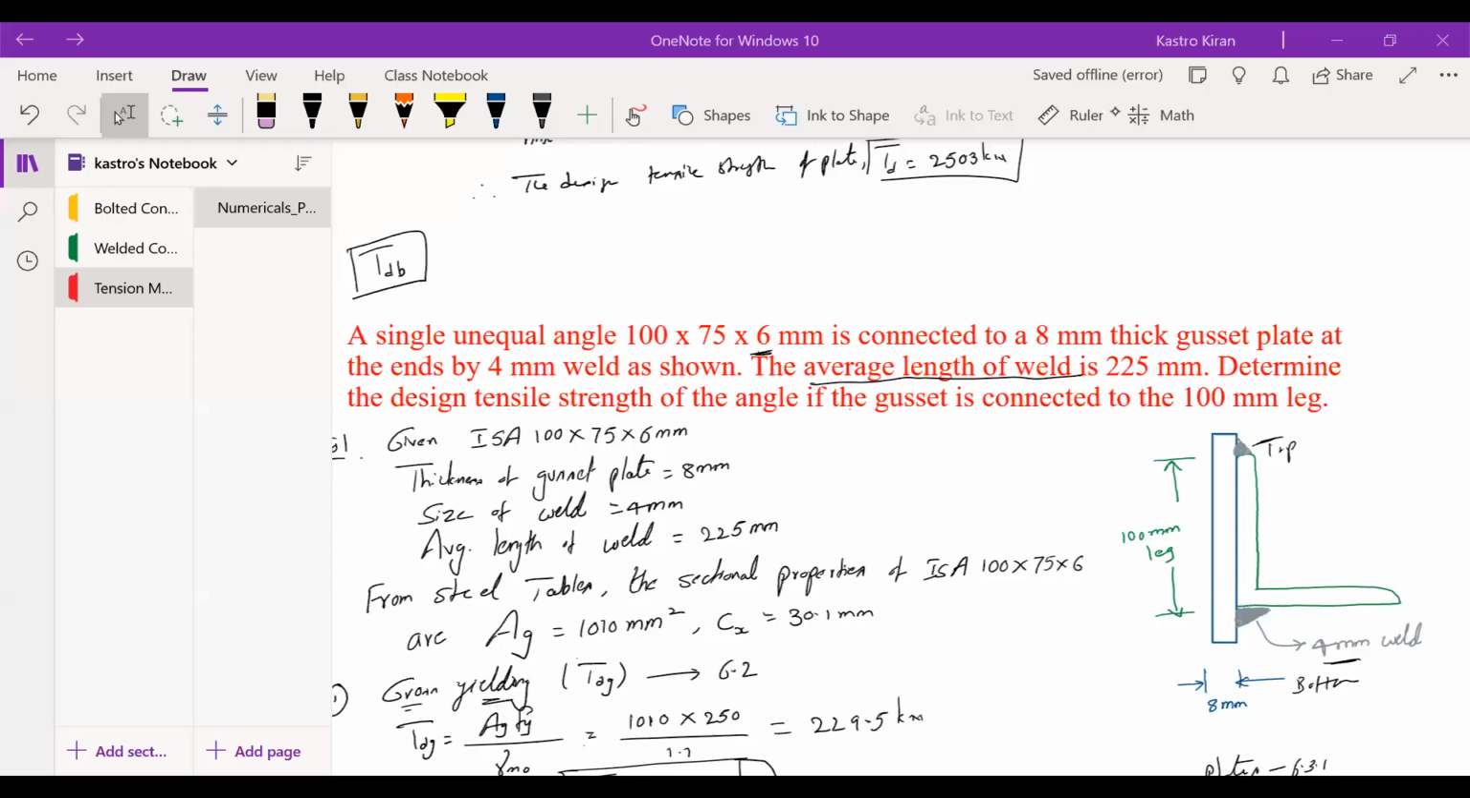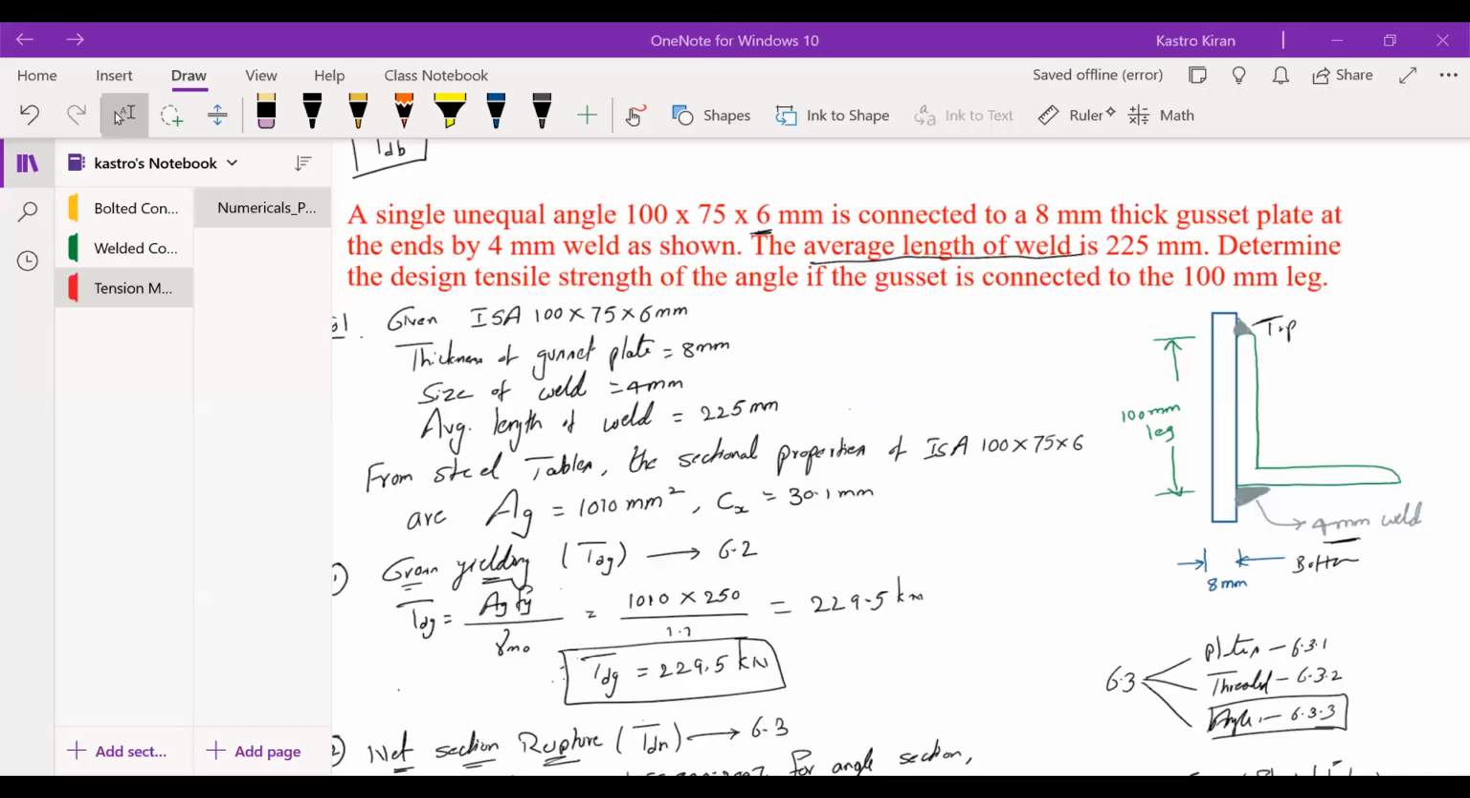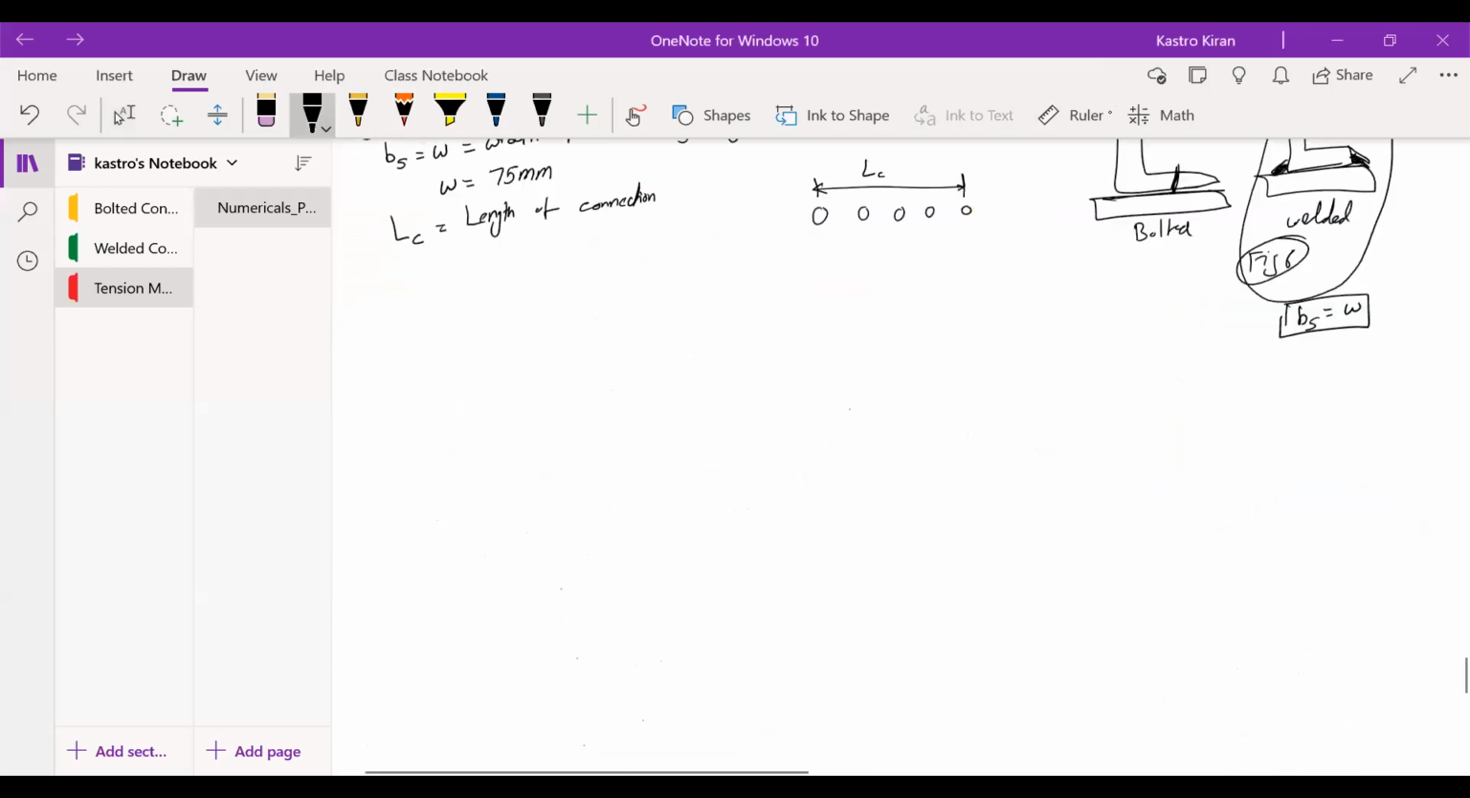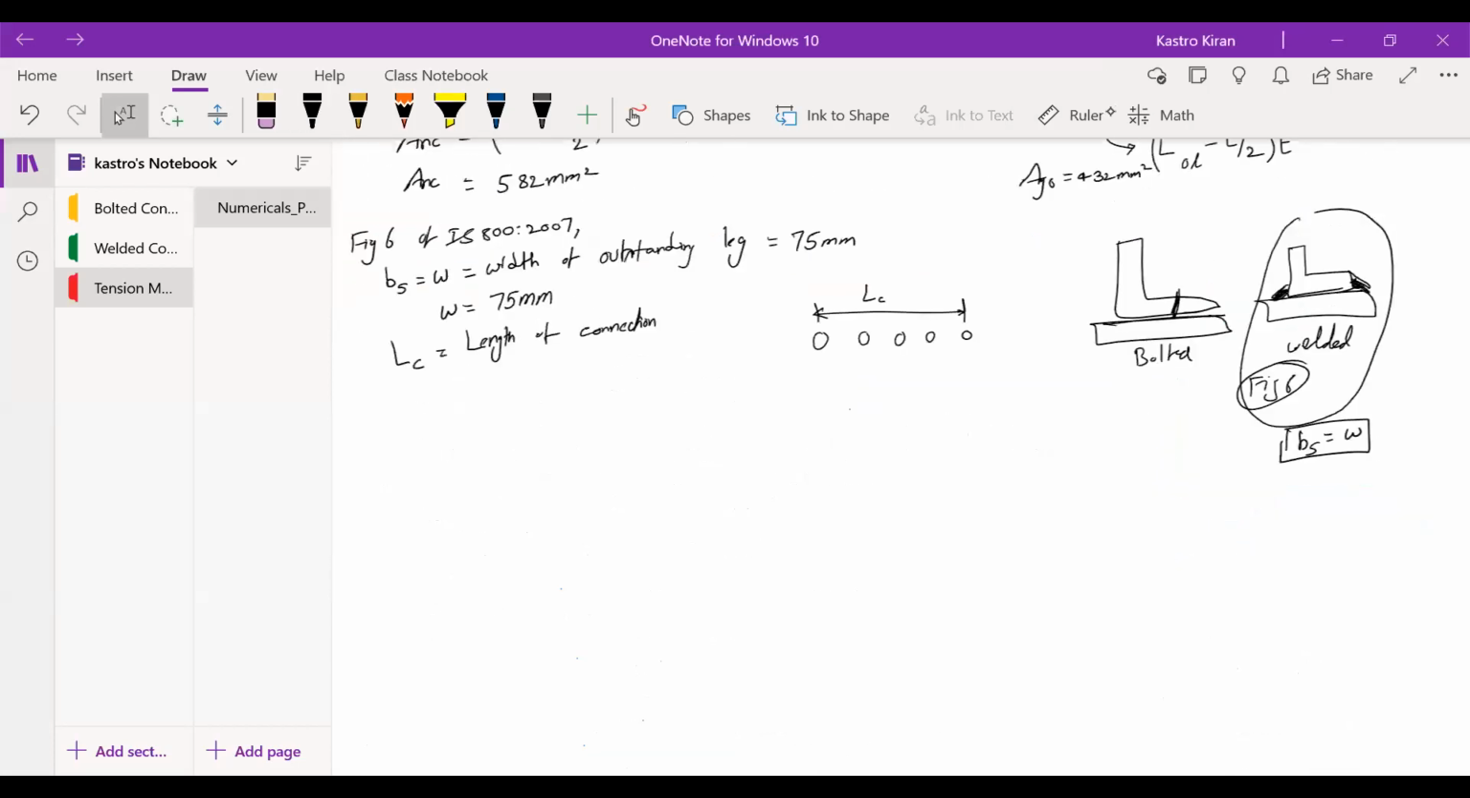Yeah, fine. Anyways, so the length of connection is taken as average length of weld. So the average length of weld is 225 mm. That is provided in the question itself. Okay, so the average length of weld is 225 mm.